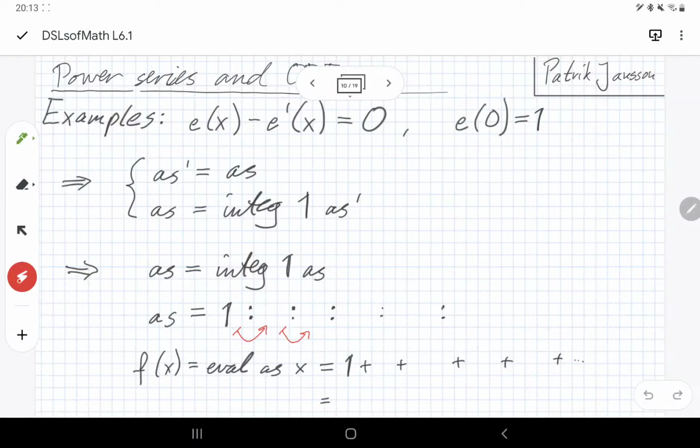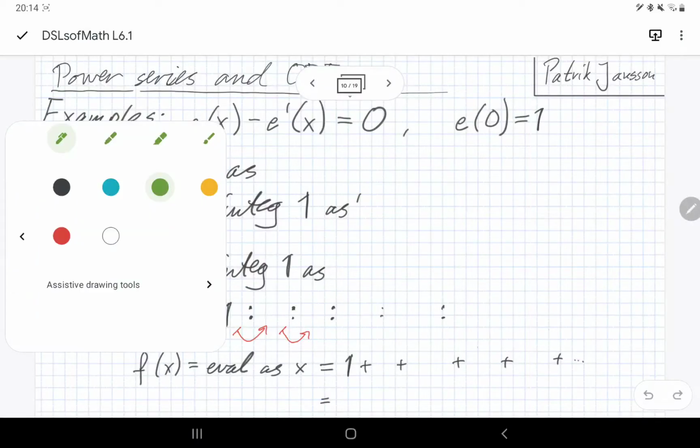Okay, so now in this particular case, as the first equation is so simple, I don't have to work with two lists as they are the same. So I can just simplify. I substitute as for as prime here. So I just have one equation actually, one equation for an infinite list of coefficients. Okay, so as is integ 1 as. And 1, that's the first thing that's output from as. And then from that one, I can compute, by dividing by 1, by 2, and so on, the rest of the coefficients.